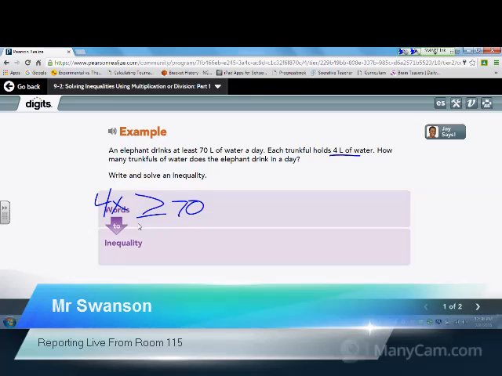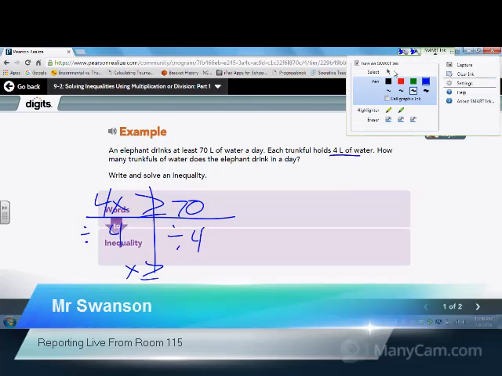Now, how do we solve inequalities with multiplication and division? Simple, same way we solved with equations, we do the opposite. So we're going to divide by 4 here, divide by 4 because they're multiplying. X is greater than or equal to what on this one? Let's see how they set it up.